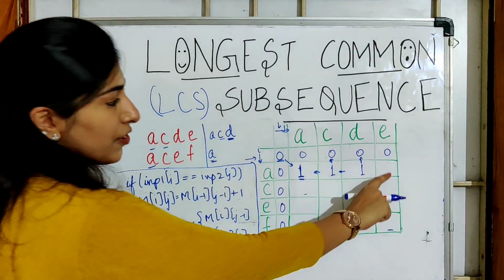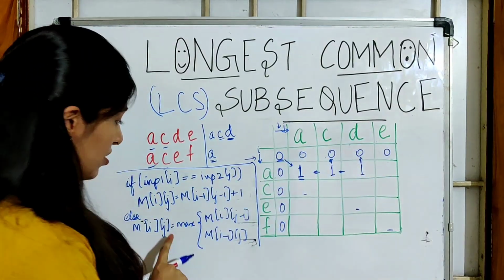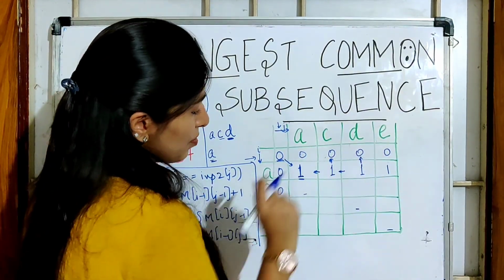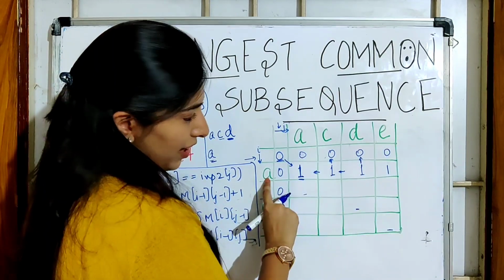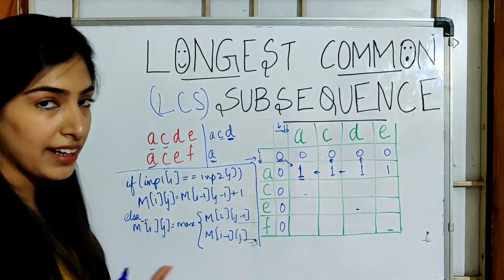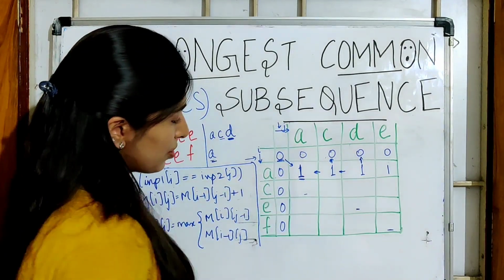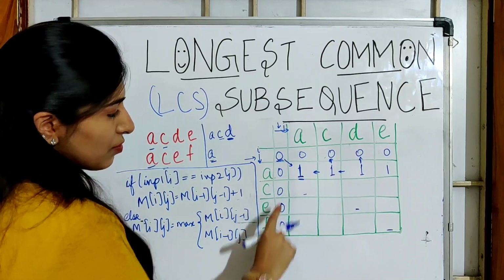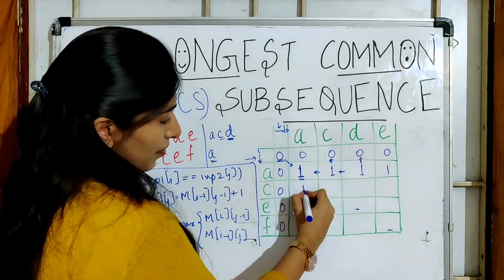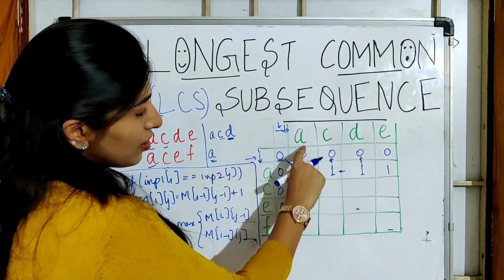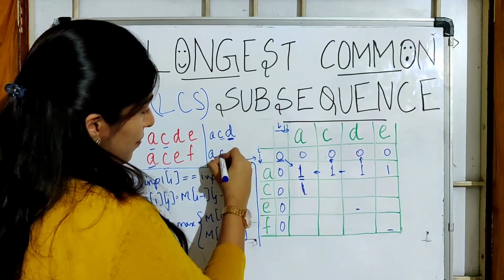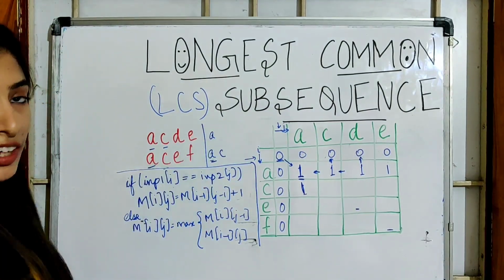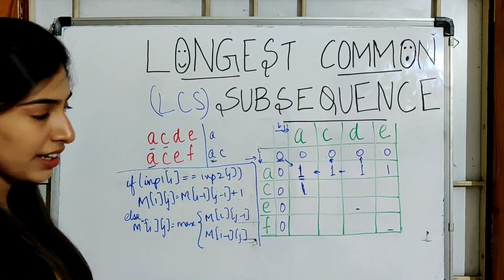Okay. So now for this box, this A and E are not equal. So the maximum of these two values, 1 and 0, will be 1. Now we will check AC, D, E and A. What is the maximum length possible? That is 1 only, right? So now let's come to this box. Again, A and C are not equal. So the answer for this box will be the maximum of these two, which is 1. Let's check whether that works or not. The maximum of A and AC will be what? Length will be 1 only because the LCS will be A, right?